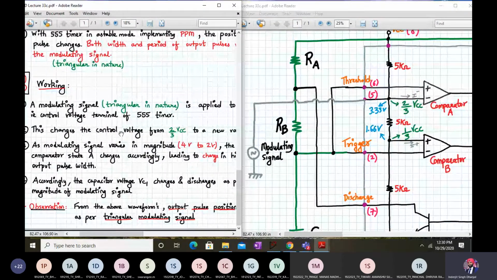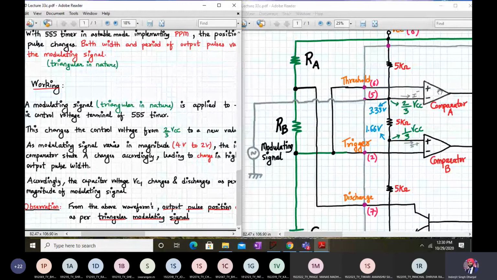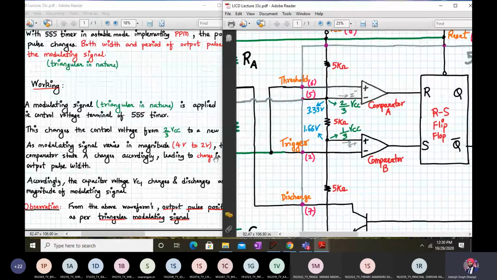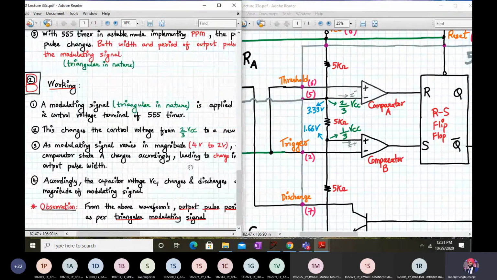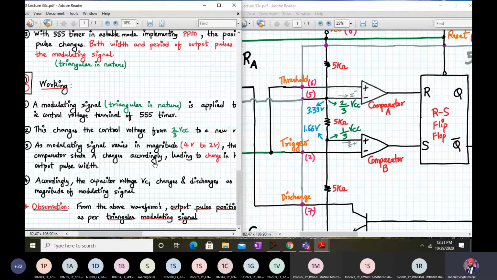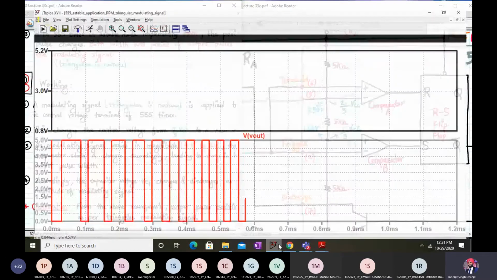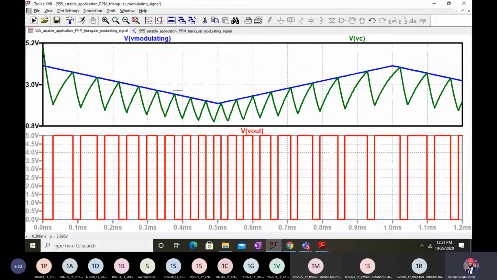So as the modulating signal varies in magnitude from 4 volt to 2 volt, the comparator state A will change. Actually, B also will change slightly, leading to a change in the state, leading to a change in the high and low output pulse width, basically more in the high pulse. So accordingly, the capacitor voltage will charge and discharge. As you can see over here, the capacitor voltage will accordingly charge and discharge.